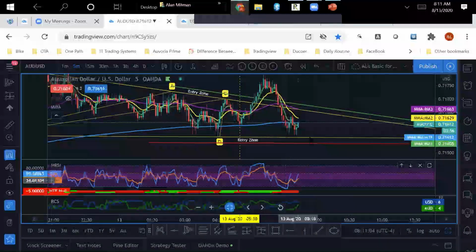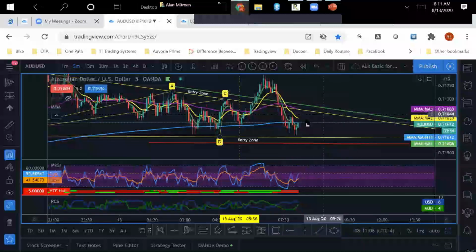We'll see what it does. Right now it's inside the wedge. We don't really know exactly what it's going to do, but we are keeping that one in mind.